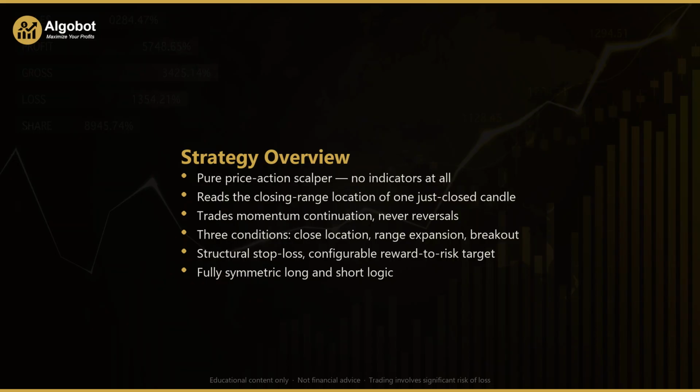The central idea is something traders call the closing range location. That simply means, where did the candle close inside its own high-to-low range? A candle that opens near its low and pushes its close right up into the top of its range is showing us that buyers won control during that bar. The mirror image, a candle that closes down near the bottom of its range, shows sellers in control. The strategy reads that footprint and then trades in the same direction as the move, aiming to ride the continuation rather than betting against it.